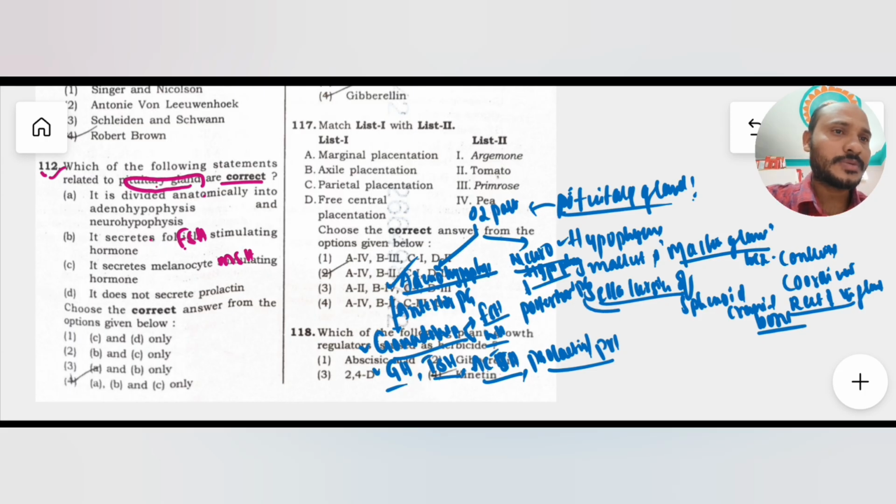Now the neurohypophysis, or posterior pituitary gland, secretes two important hormones: oxytocin and prolactin.